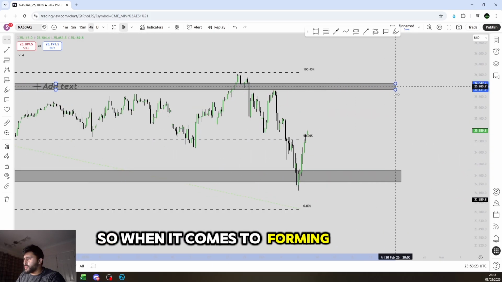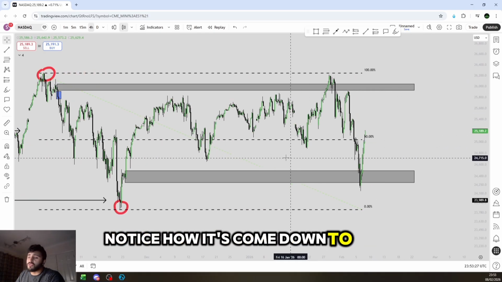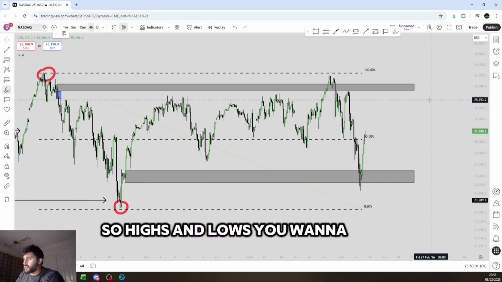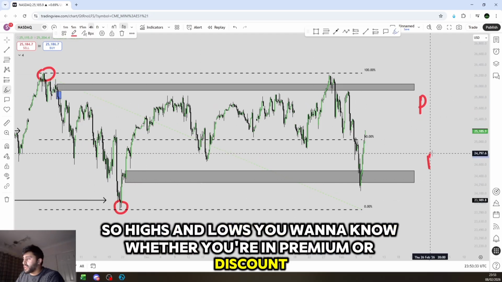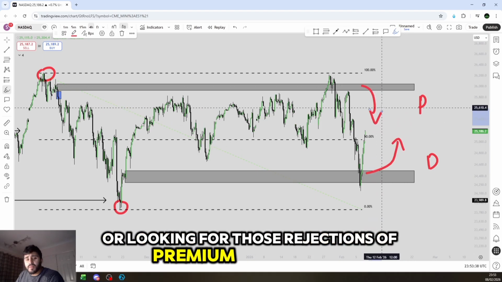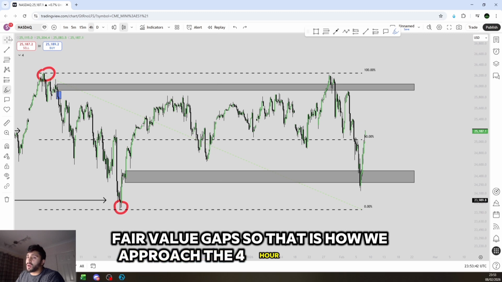So when it comes to forming a higher time frame bias, this is how simple it is. Notice how it's come down to 4 simple steps. You're looking for market structure, so highs and lows. You want to know whether you're in premium or discount, and then you're simply looking for rejections of premium and discount fair value gaps. So that is how we approach the 4-hour time frame.